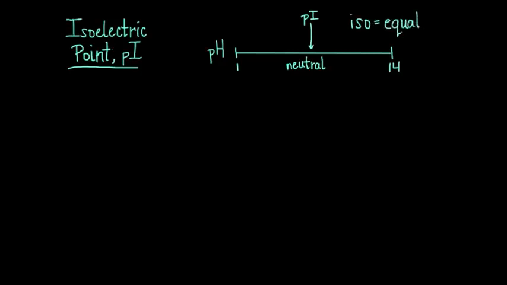And it's nice to know the isoelectric point for an amino acid because then we can predict whether or not it will be charged at a certain pH. And who doesn't want the power of prediction? So how do we figure out the isoelectric point for an amino acid? Well, let's start with the generic amino acid structure here.